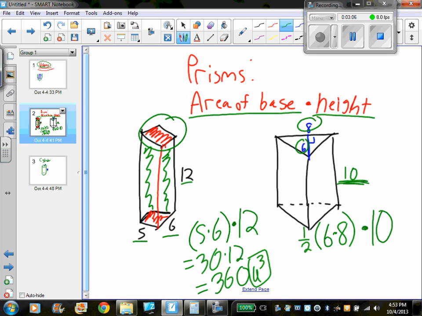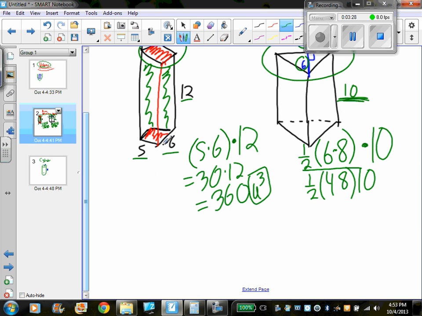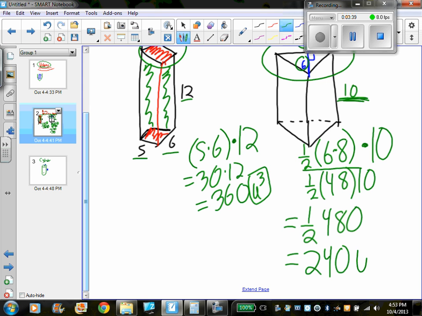times 5. Again, this 1/2 6 times 8 came about because we have a triangle as the shape of our base. So 1/2 of 6 times 8 means we have 1/2 of 48 times 10, which is going to give us 1/2 of 480, which is 240 units cubed. So that's how we deal with prisms.